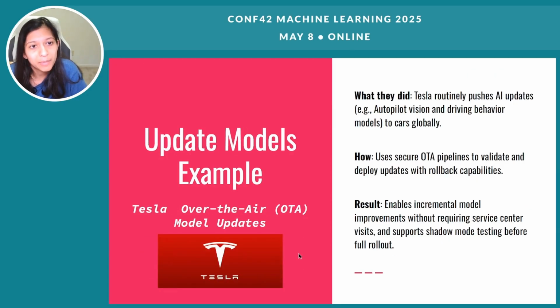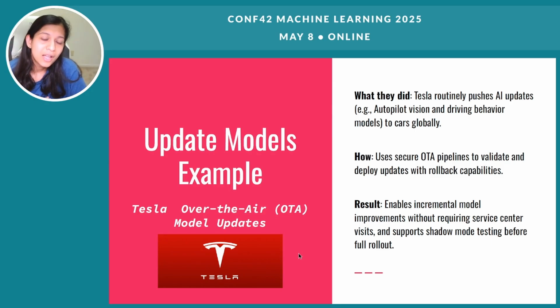Now let's go into the second best practice, which is updating the versions, ensuring that you're versioning and delivering the right model to the right devices. Tesla did over-the-air model updates. They routinely push AI updates, for example the autopilot vision and driving behavior models, to cars globally. They used secure OTA pipelines to validate and deploy the models with rollback capabilities. So for each model they increment, they made major or minor improvements without customers going to the store for an update.